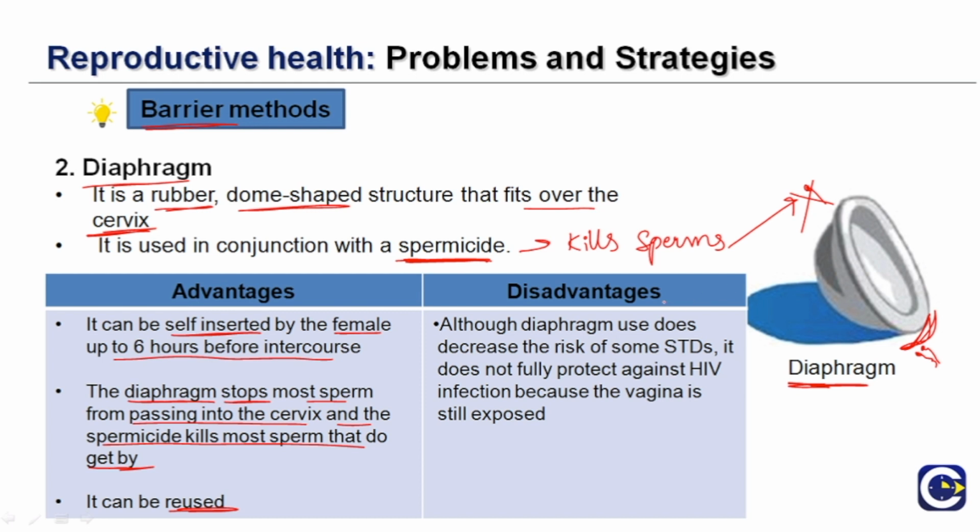But there are again some disadvantages. Although diaphragm use does decrease the risk of some sexually transmitted diseases, it does not fully protect against HIV infection because the vagina is still exposed. Therefore, if you are using a diaphragm as a contraceptive agent, be sure that you use it with a well-trusted partner, because it might not provide you full protection against HIV.